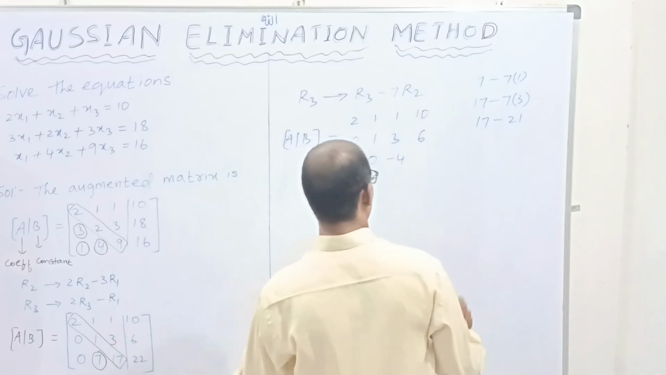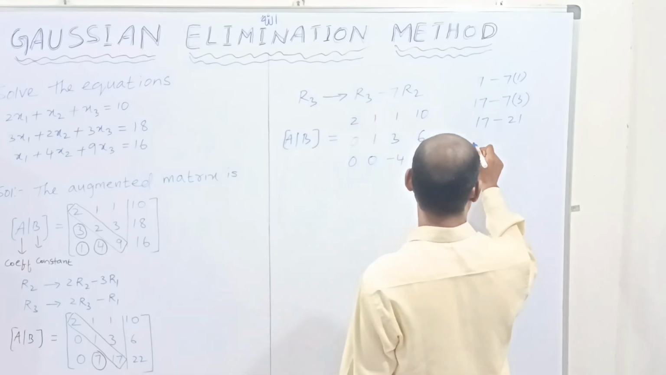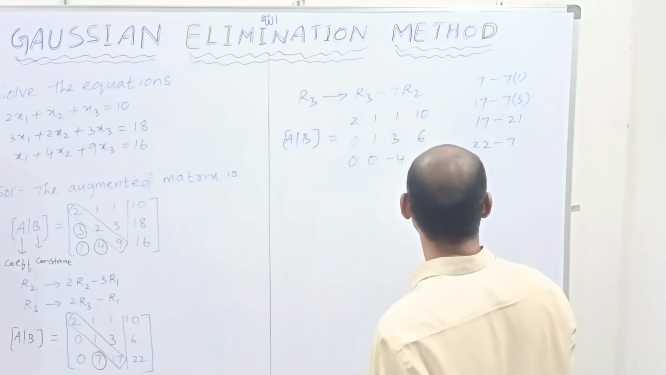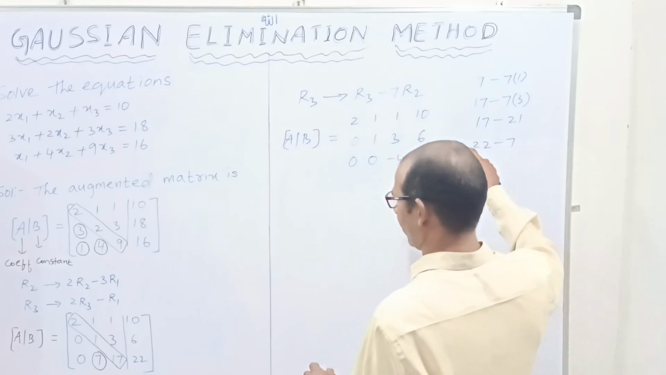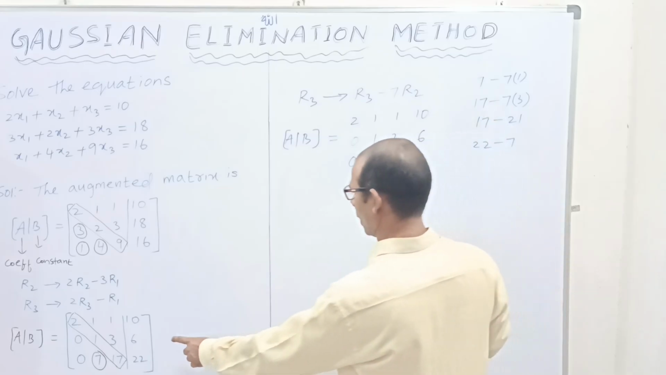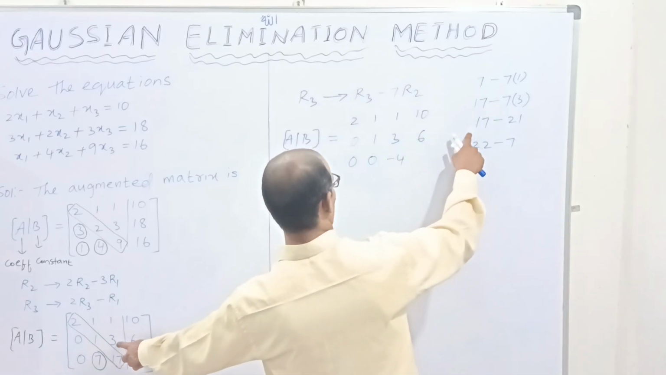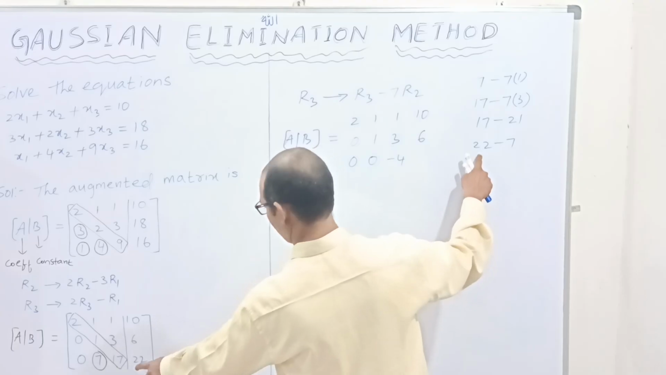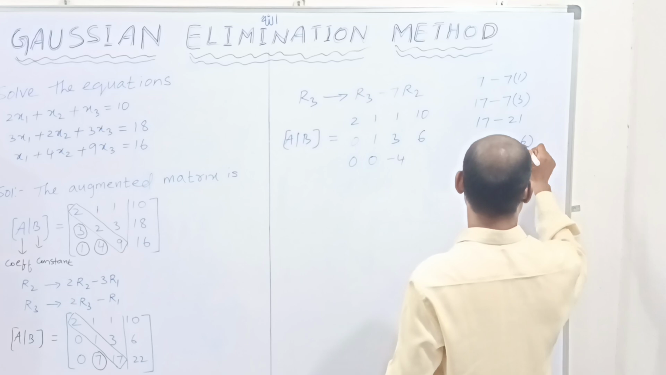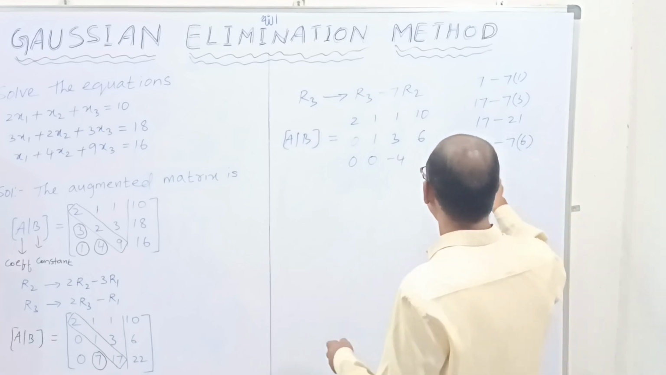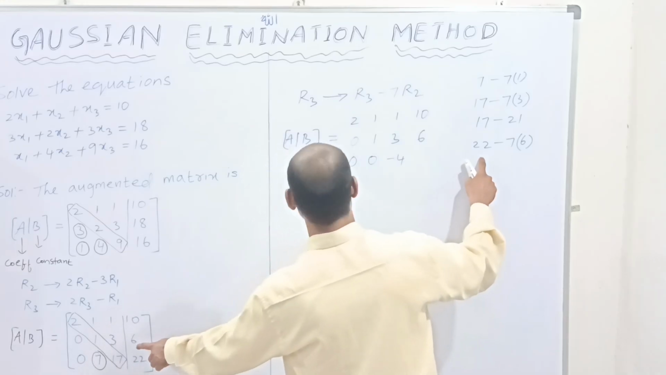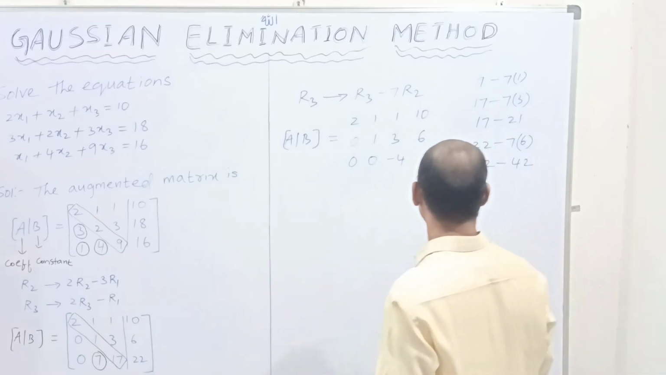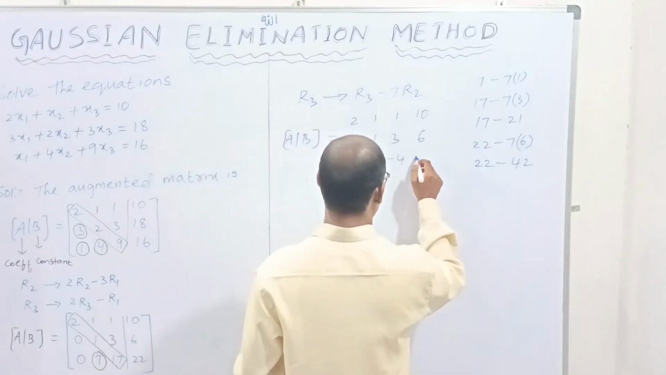Next, apply the operation for this element also. R3 is 22 minus 7 into R2, and R2 is 6. So R3 minus 7R2: 22 minus 7 into 6, that is 22 minus 42, so that is minus 20.